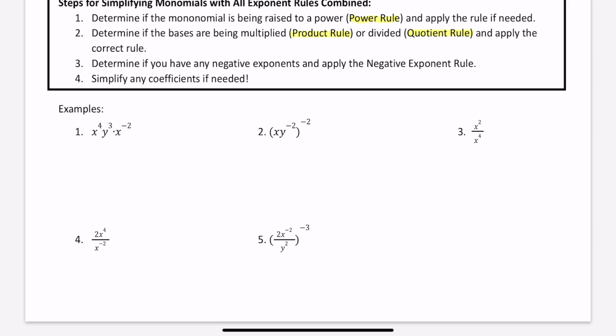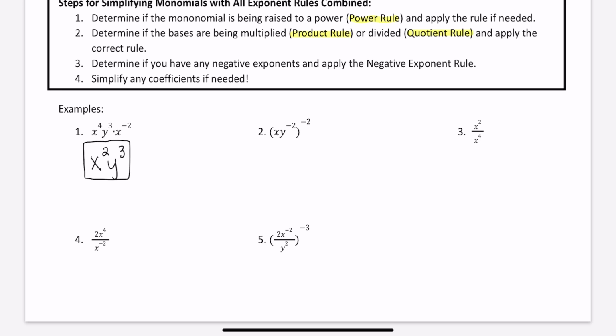I have my x's that I'm multiplying, so I'm going to go ahead and put those together and simplify them. When I multiply like bases, I add my exponents. So x to the power of 4 times x to the power of negative 2. 4 plus negative 2 is 2. So I'm left with x to the power of 2 and then y to the power of 3. I don't have any negative exponents after I applied that. I don't have any other like bases that I am multiplying or dividing, and I don't have any coefficients that I can simplify. So this is going to end up being my final answer.